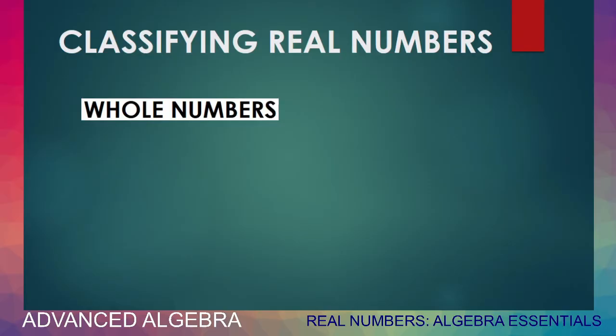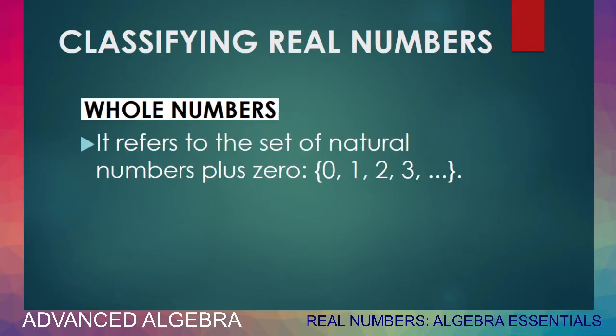Okay, next. So, tapos na tayo sa natural numbers. So, let's talk about whole numbers. So, it refers to the set of natural numbers plus 0. So, kumbaga, yung example natin kanina na natural numbers, dinagdagan lang natin ng 0. So, ang tawag na dun ay whole numbers kapag meron tayong 0. Okay?